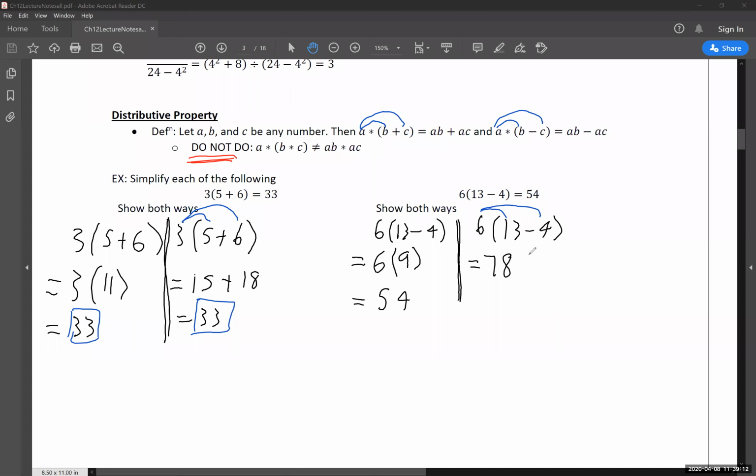And then 6 times 4 is going to give us 24. And then I have 78 minus 24. That's giving me 54 also. Got the same answer both ways. Okay. So now that we have the distributive property at our disposal as well, we've got another tool that we can use as we are going through and solving these problems.